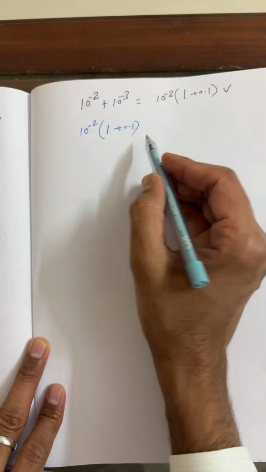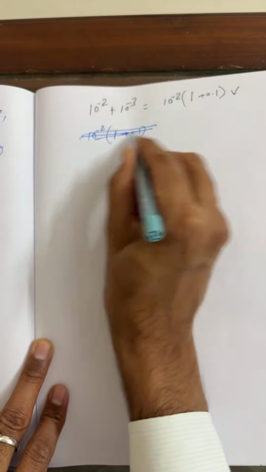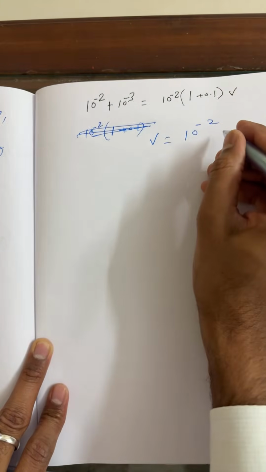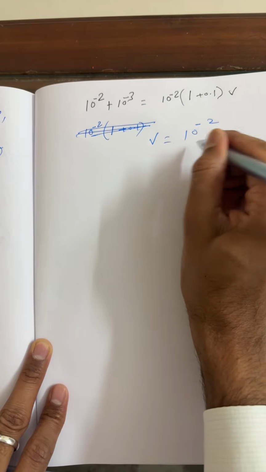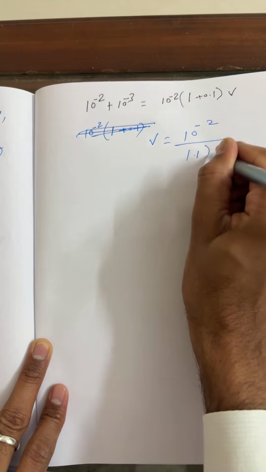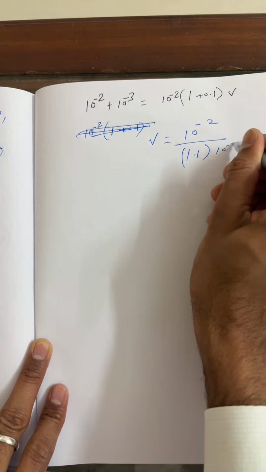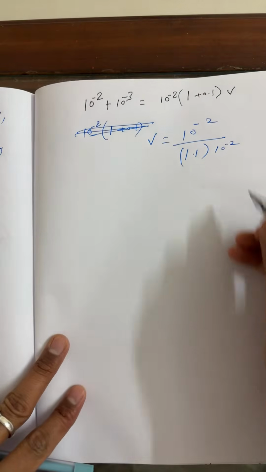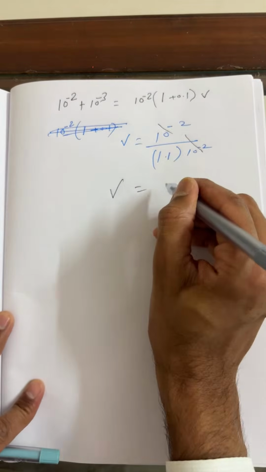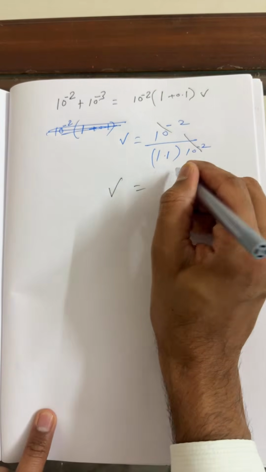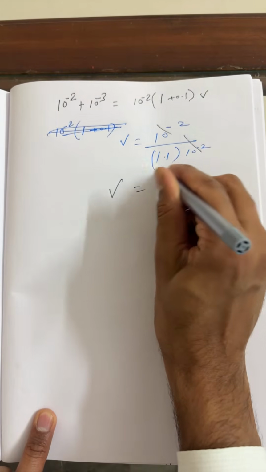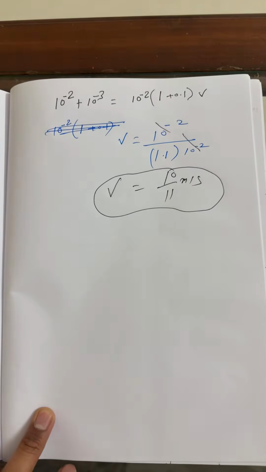So v can be written as 10 to the power minus 2 upon 1.1 into 10 to the power minus 2. This is finally cancelled. So we get the common velocity, 10 upon 11 meter per second.